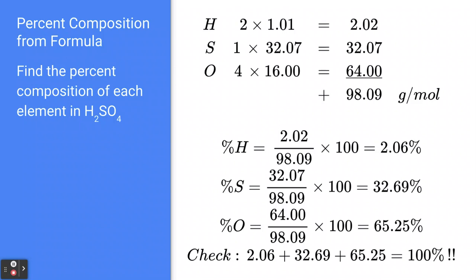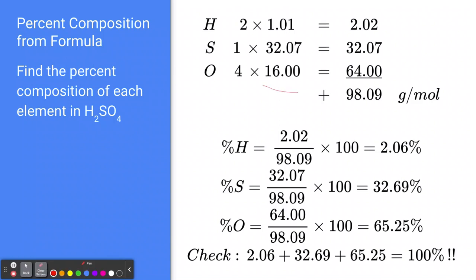So 2.02 divided by the total mass of 98.09 times 100 gets me to 2.06. Sulfur, I'm going to use the 32.07 divided by 98.09 times 100. And then my oxygen. The biggest mistake I see students make is they use the mass of just 1.